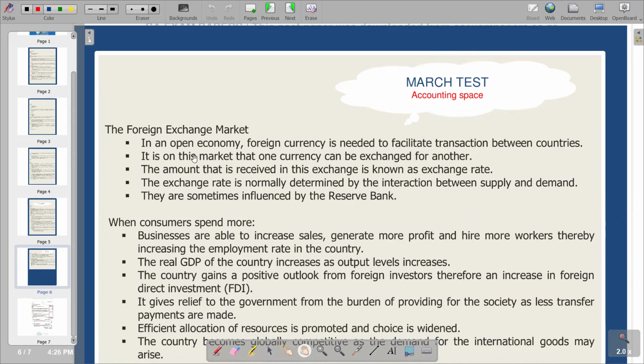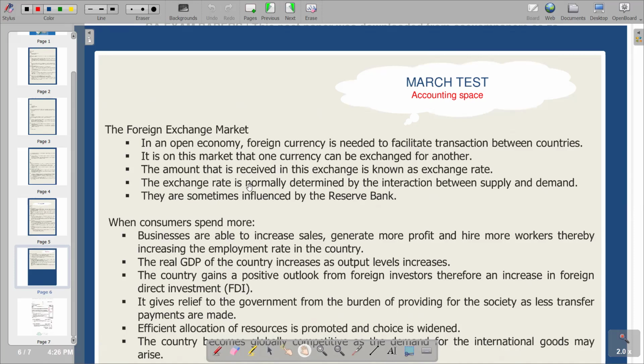In this market now, we have foreign currency as the instrument under the foreign exchange market. In an open economy, foreign currency is needed to facilitate transactions between countries. It is on this market that one currency can be exchanged for another. So that's where we have the exercise of exchanging one currency with another. The amount that is received in this exchange is known as the exchange rate.